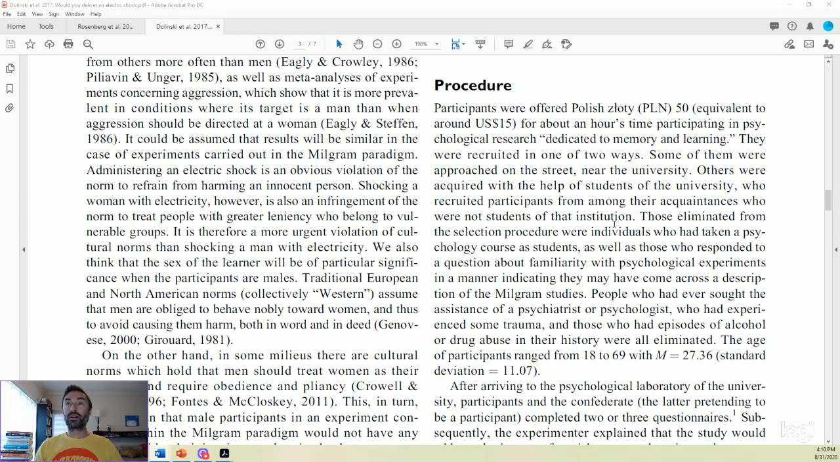Later on in this paragraph, the authors discuss what is called the elimination criteria. That is, they discuss why some of the recruits did not complete the study. If they were psychology students, then they surely would have guessed what the study was about because they would have heard of the Milgram studies already, and they would have skewed the results.